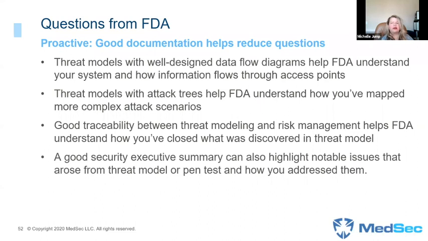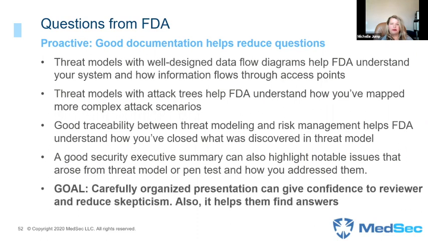Another thing here that helps tell that good story, being proactive and helping reduce the chance of questions, is a good security executive summary. Highlight the notable issues that arose from the threat model or the pen test, whatever you're using to feed in that new risk. And this is something I often tell folks that I'm working with: if your team spent more than a single meeting talking about a particular risk that's in your risk assessment or a threat that's in your threat model, and trying to figure out how you're going to deal with it or how you should rank it, that's probably a good candidate for explaining how you've addressed that risk or threat in your executive summary, so that they can understand your thinking too, if they weren't in that room.